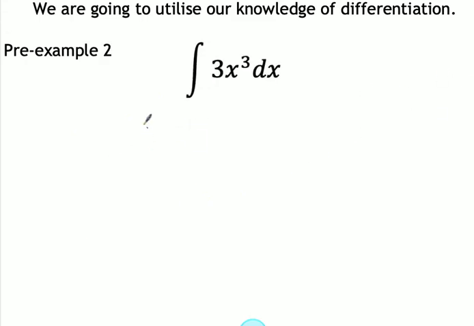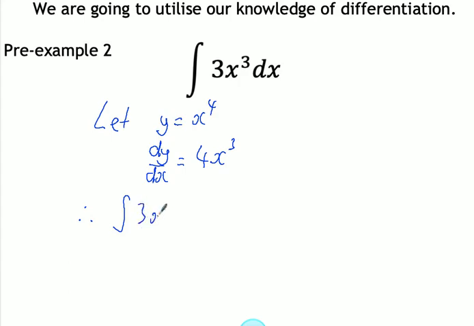So similarly with this one, I know it must be something to do with x to the power 4, so I'm going to let y equal x to the power 4, so that when I differentiate it, it will give me 4x cubed. Not the same coefficient, however I can deal with that. So when I integrate 3x to the power of 3 with respect to x, I know it must be to do with x to the power 4, but I want to take 3/4 of that to give me the coefficient 3 plus my constant of integration.